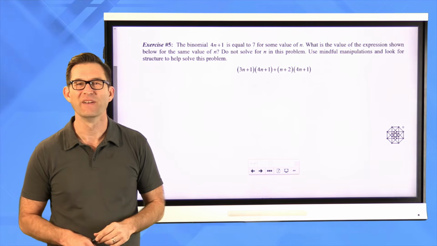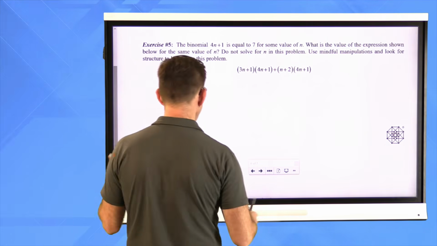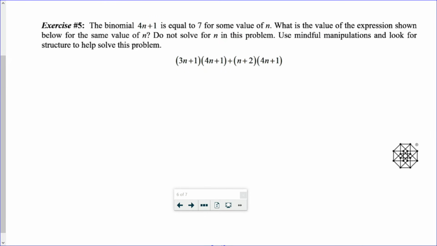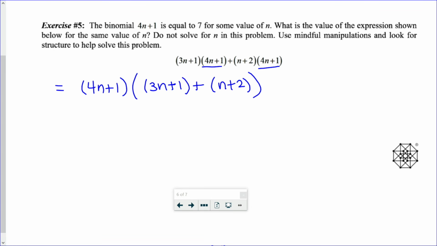All right, let's go through it. Here we go. So I'm going to kind of just play around like I did in these previous problems. I'm going to take this 4n plus 1. I know the value of that, that's equal to 7, but I'm going to leave it as 4n plus 1 for right now. We'll eventually put in 7 for that 4n plus 1, but right, what do I know? I know the 4n plus 1 is multiplying the 3n plus 1, and it's multiplying an n plus 2. Okay, so far, again, all I know is the value of the 4n plus 1, that's 7.